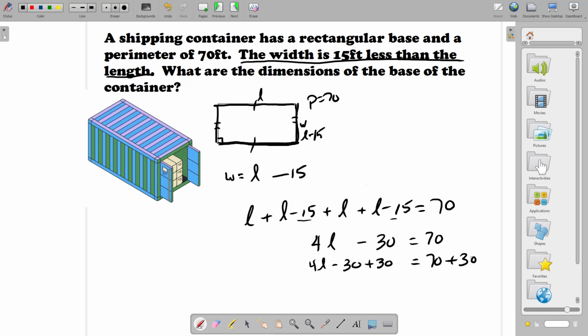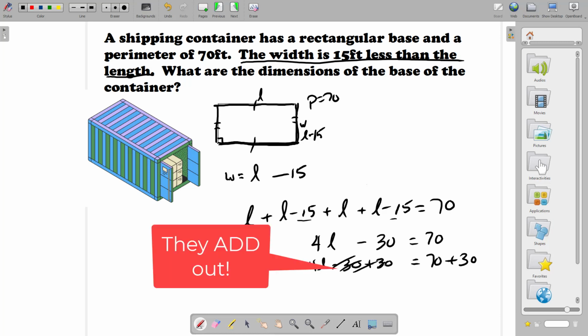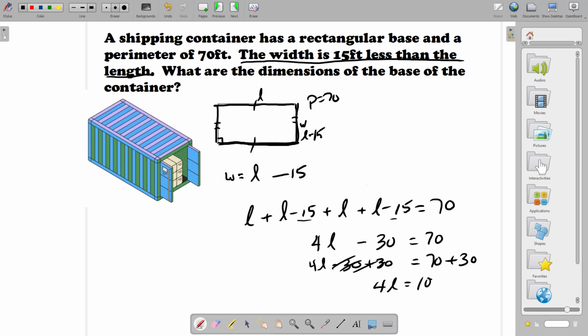Add 30. The 30s divide out. We get 4L. 70 and 30 is 100. Divide by 4, divide by 4. L is 25.